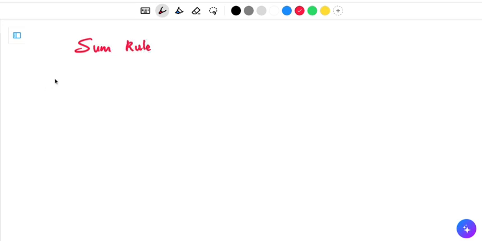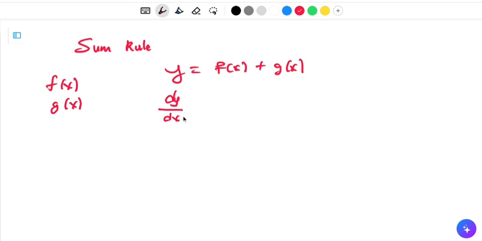So let's say, for example, you have f of x as a function as well as g of x as a function. So how can you find the dy/dx of this one when you're adding f of x plus g of x? So what is the formula? The formula is just very simple. Here we are finding dy/dx. So dy/dx is going to be equal to df/dx plus dg/dx. So we are adding the differentiation of these two.